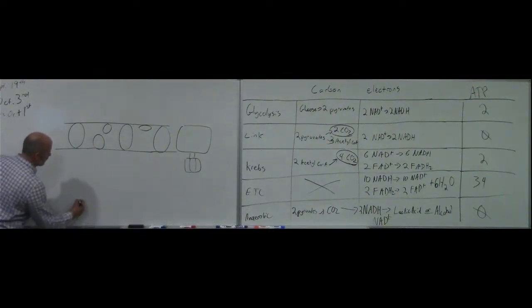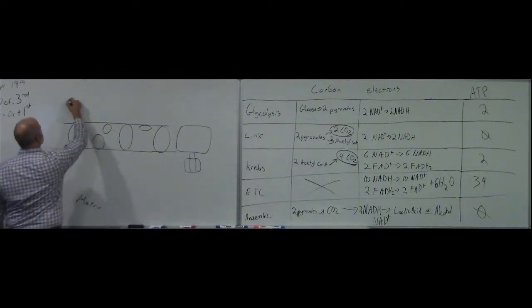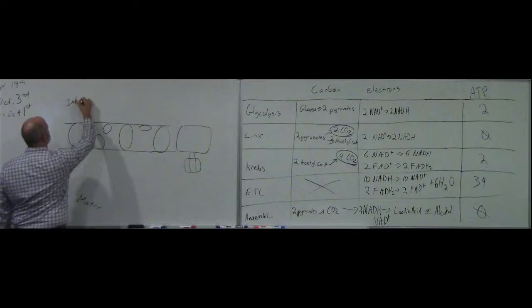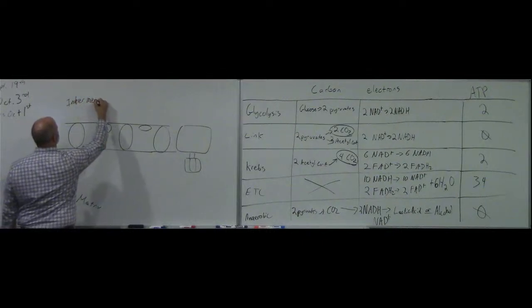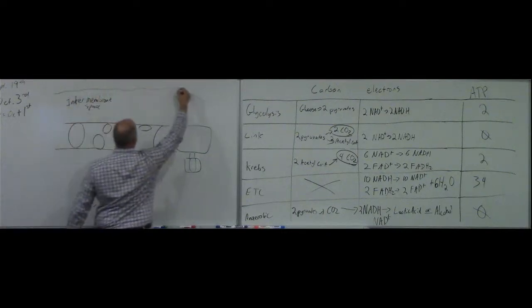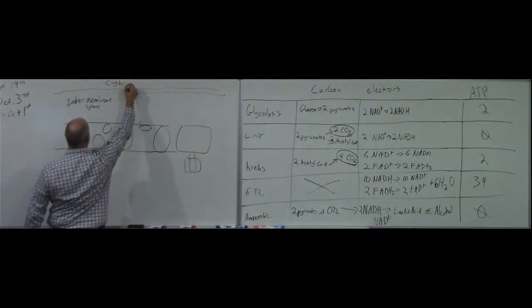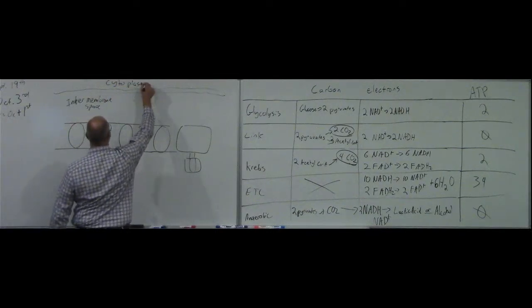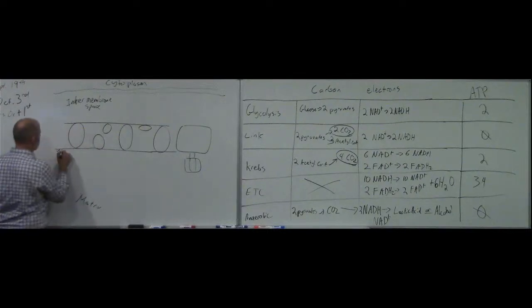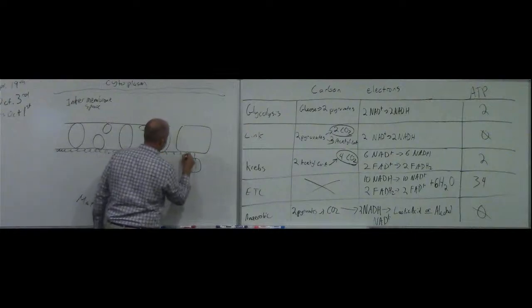This is my matrix. This is my intermembrane space. Of course, up here is my mitochondrial membrane. This is cytoplasm out here, right? So this is all phospholipids. Lots and lots of phospholipids here.